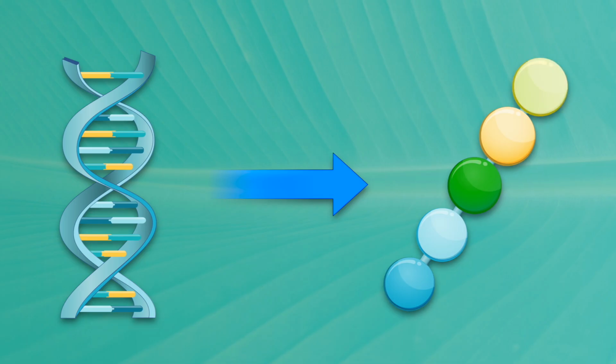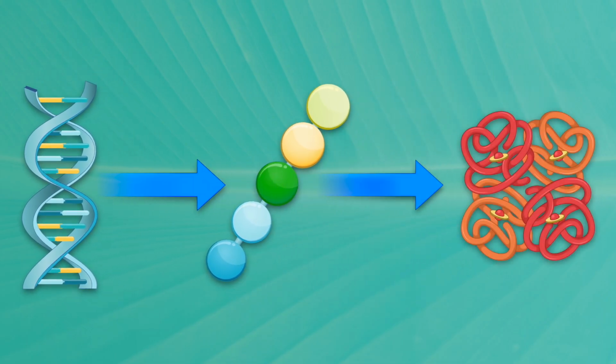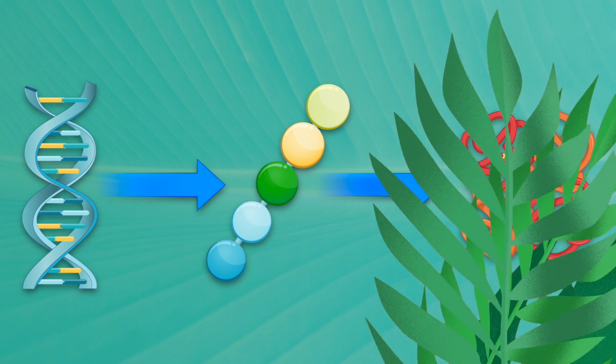DNA instructions tell the cell the right order of amino acids to put together to build a polypeptide chain. But proteins aren't straight, long chains. They're complex 3D shapes. So how do we get from a polypeptide chain to a 3D protein?